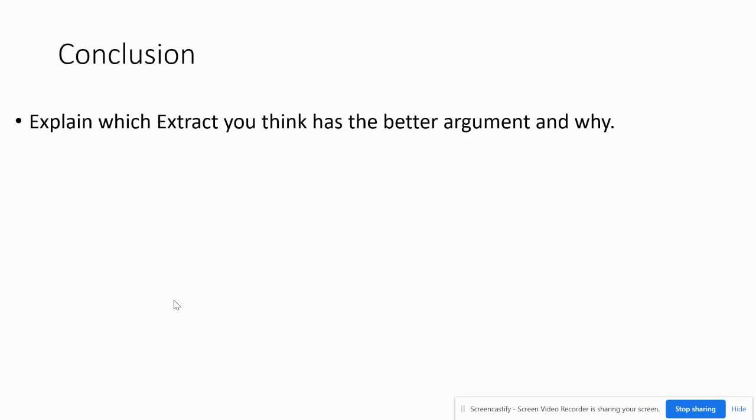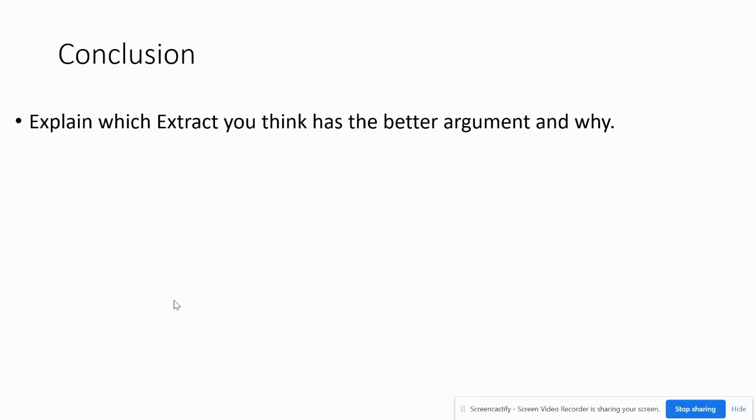Finally, then, of course, after looking at extract 1 and extract 2, your conclusion. And in your conclusion, again, this is very much like an essay conclusion. You're explaining which extract you think has the better argument and why. Now, remember that they're looking for a sustained analysis, and hopefully you've stated in your introduction which extract you think has the better argument. And then at the end of your 2 paragraphs, you've weighed up the 2 extracts.